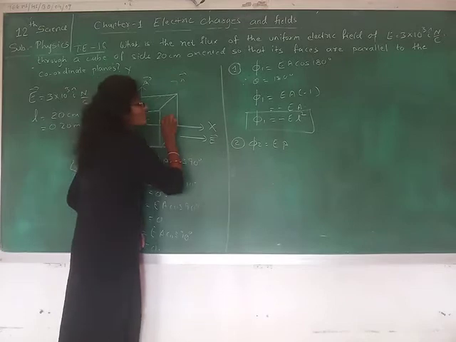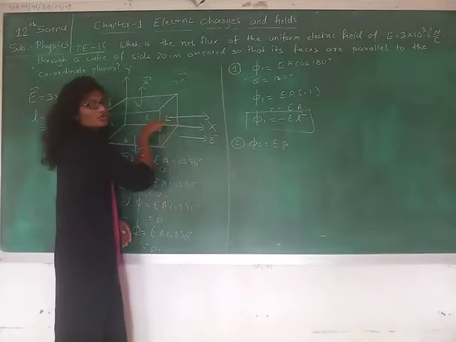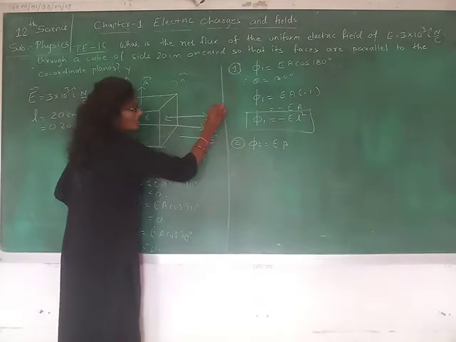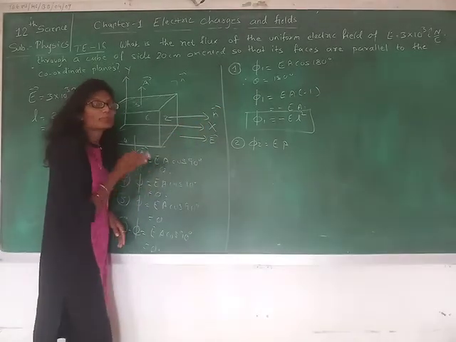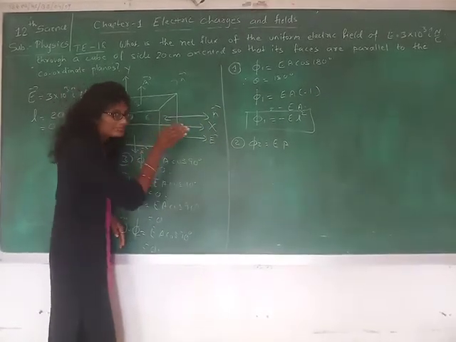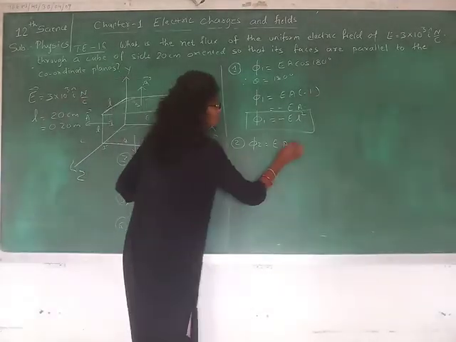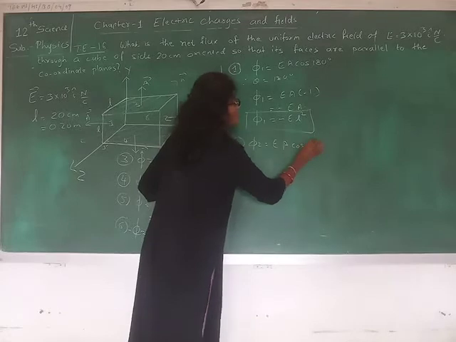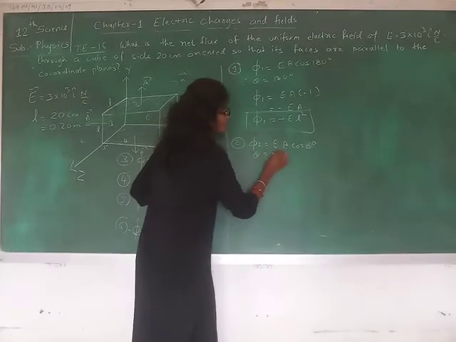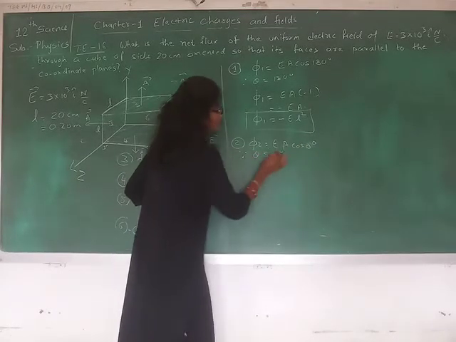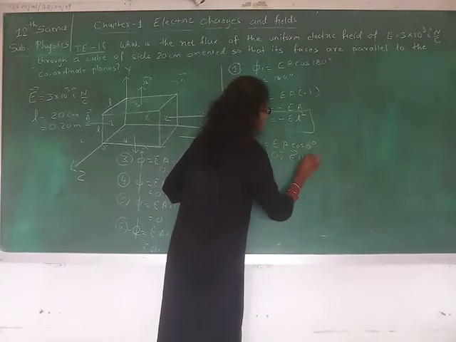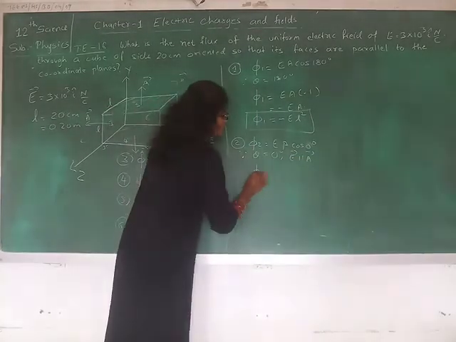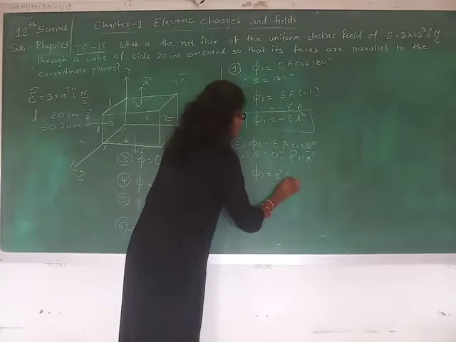Here the area vector will be perpendicular to this phase. Here you can see the E vector and the A vector are both parallel to each other, going in the same direction along the positive x-axis. So theta will be what? That will be 0 degree. Here theta is equal to 0 degree. Why? Because E is parallel to the A vector. So phi 2 equals EA cos theta.